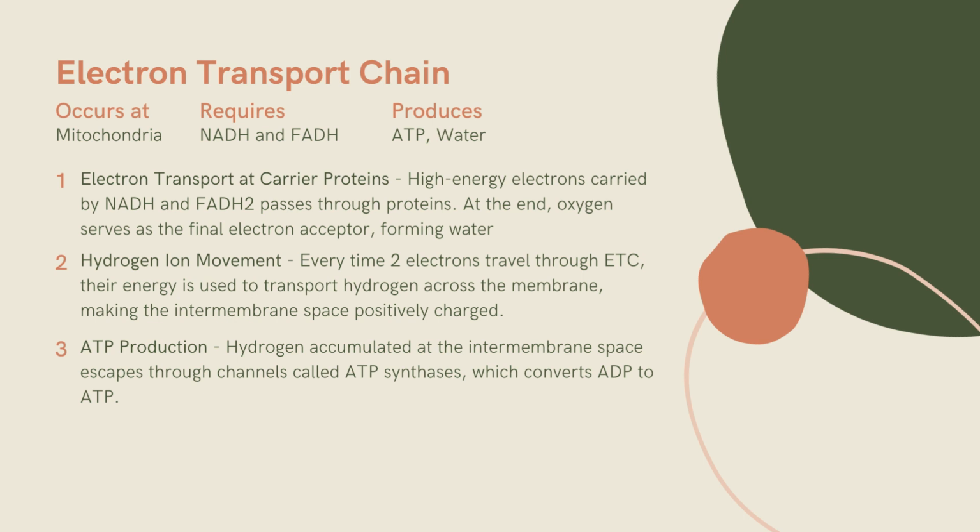So how does the electron transport chain work? Recall the light dependent reaction, because the electron transport chain is very similar to the light dependent reaction. So first, electrons are transported by carrier proteins. High energy electrons carried by NADH and FADH2 pass through proteins. At the end, oxygen serves as the final electron acceptor, forming water.